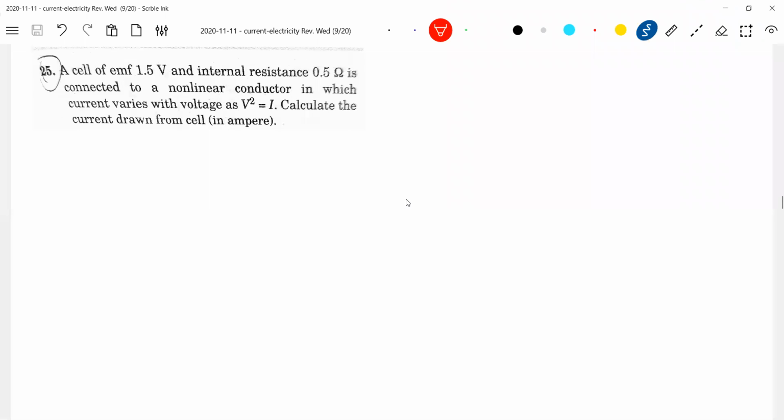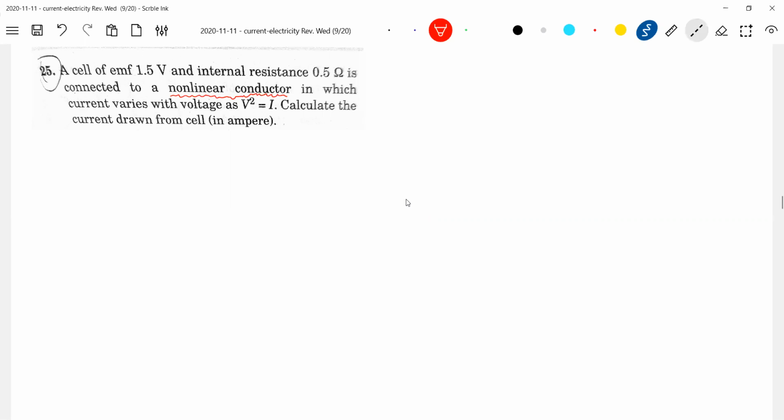Okay, read the question. You should take 1 minute to solve this one. Non-linear conductor. Where do you come across the word non-linear device? Please do recollect. Diode, no? V square, it's like a diode conductor thing. Okay, no problem, diode also we can call conductor. So V square, this one.